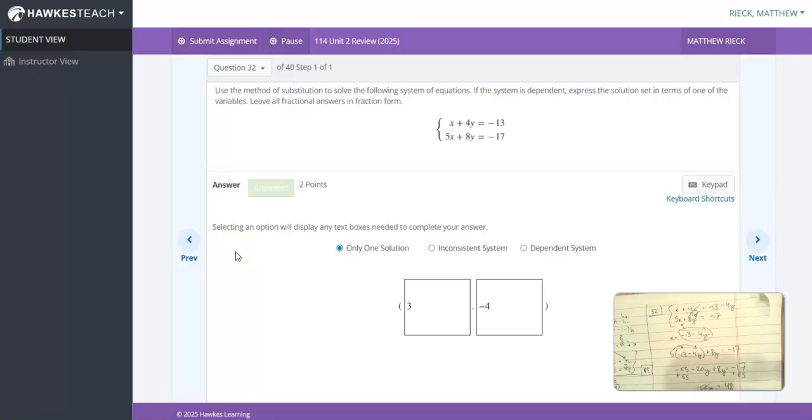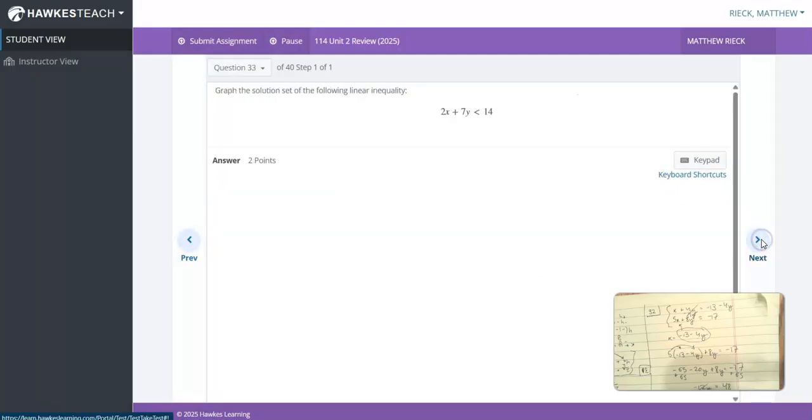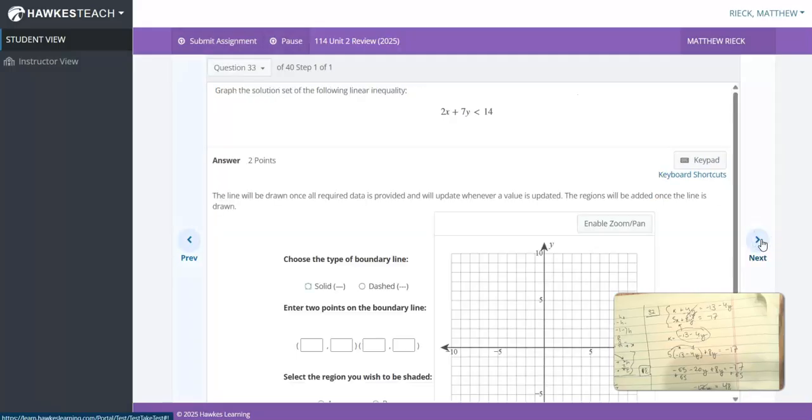As I mentioned during class, if you're ever curious whether you have the right answer with these, you can go back and plug in 3 for x and negative 4 for y, and you should end up with true statements for each of those equations. If you end up with statements that are not true, for example, 12 equals negative 13, then you know you probably made a mathematical error somewhere along the way.